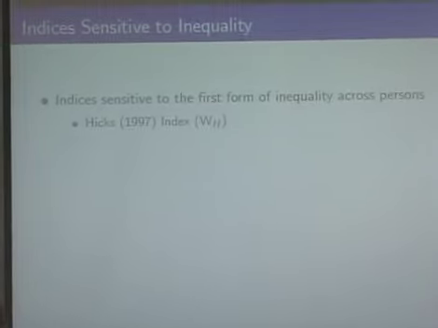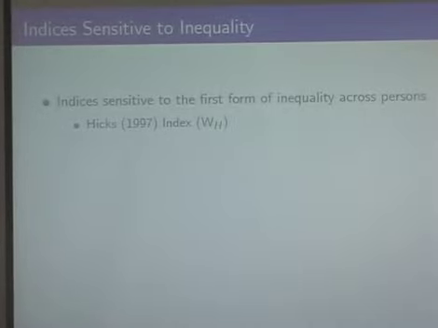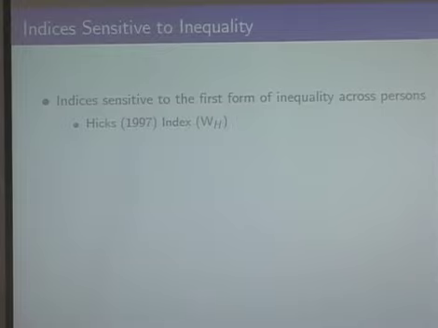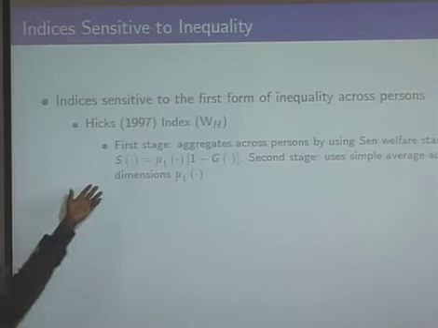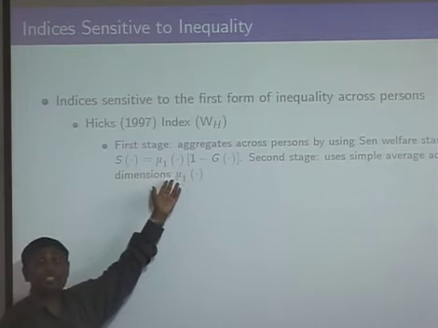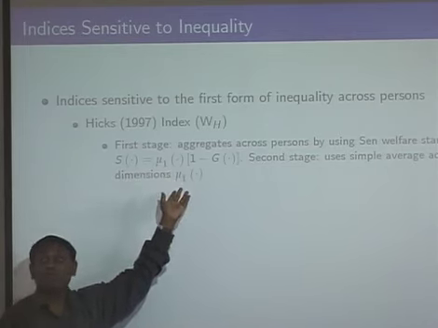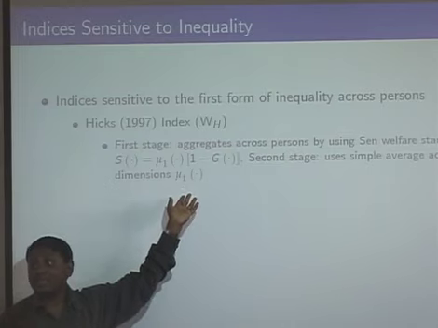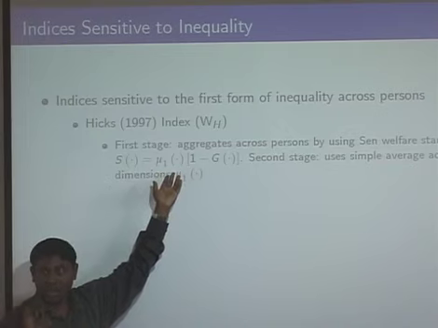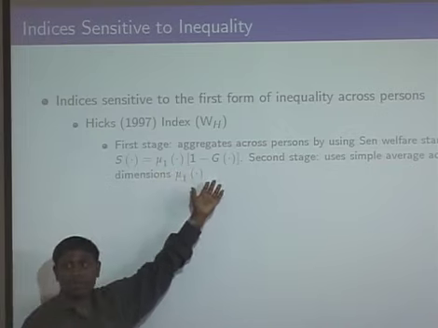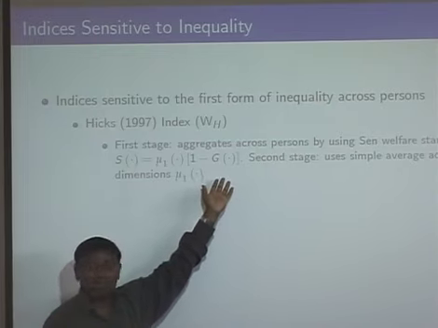The first such index was proposed by Higgs in 1997, in World Development, and Higgs was motivated by the Sen welfare standard. So what is the Sen welfare standard? In the first stage, Higgs suggested aggregating across persons for each dimension, using the Sen welfare standard, defined by S, which is mu1. What is mu1? Anyone? That means mu gamma for gamma equal to 1, and that is the arithmetic mean. So take the average of each dimension across the whole population and then multiply it by 1 minus G. G stands for the Gini coefficient.